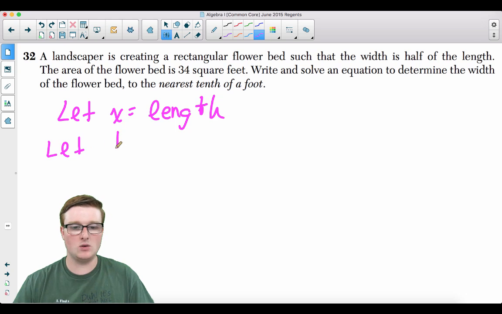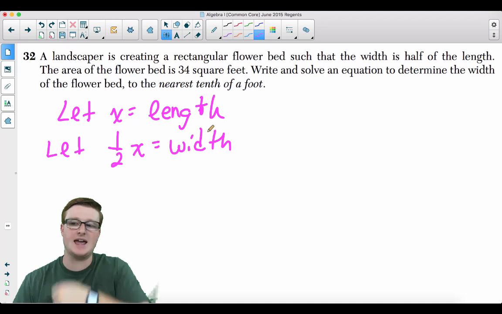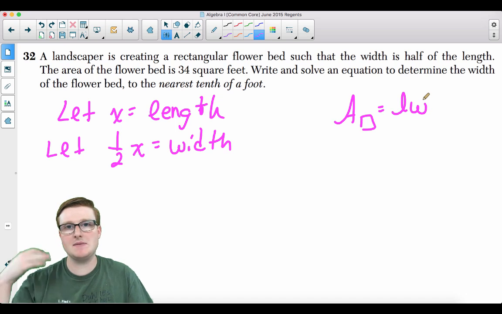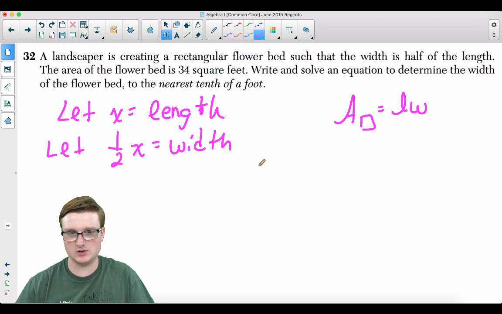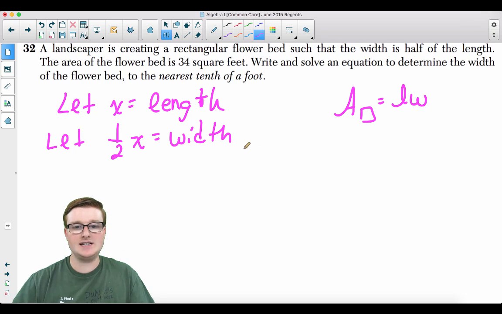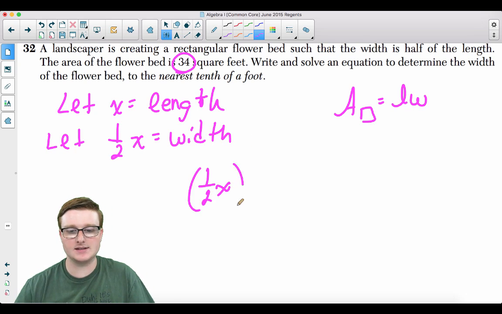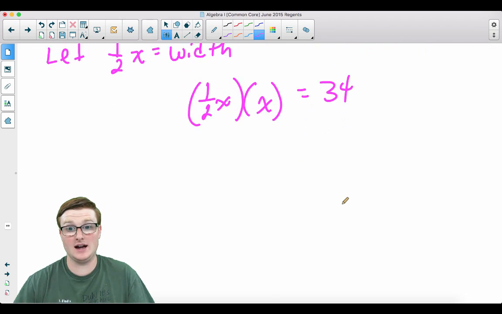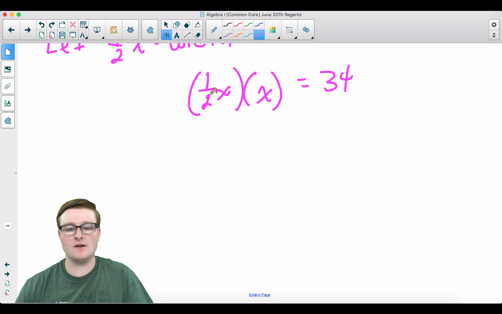And I'm going to let 1/2 of x equal the width, because she's saying that the width is half of the length. So remember that the area of a rectangle is length times width. Just keep that in the back of your head just as you're going through these questions. Now, she tells you that the area is 34. So just take 1/2 of x times x and set that equal to 34 and just solve for x. So 1/2 of x times x is just 1/2 of x squared is equal to 34.